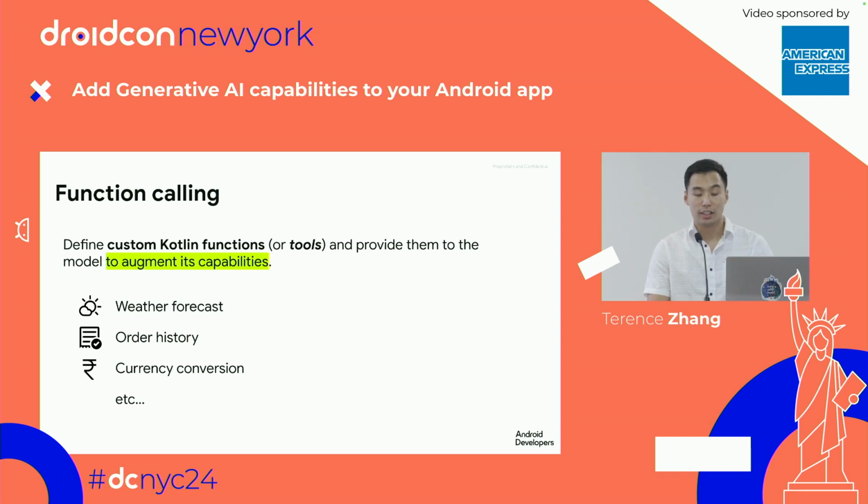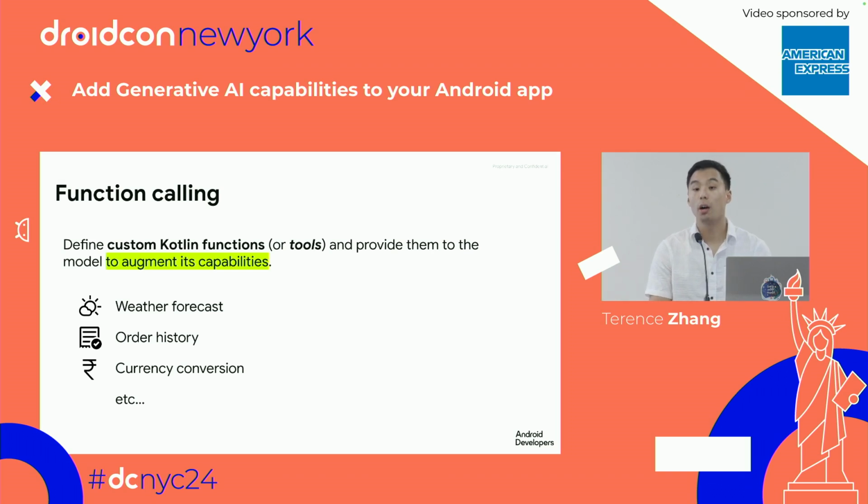Function calling is another powerful tool that you can integrate with the Gemini models. And it allows you to define custom Kotlin functions and provide them to the model to augment its capabilities. So the model was trained at a specific point in time, so it may not be aware of all the latest things that happen, such as like weather forecast, your app's order history, currency conversion, all of those things.